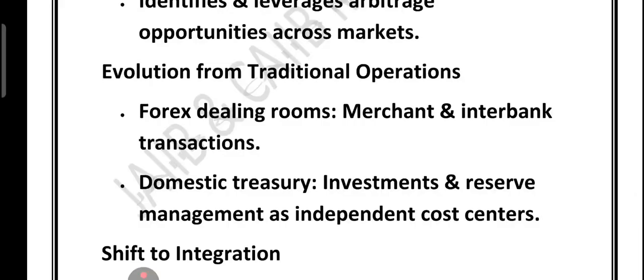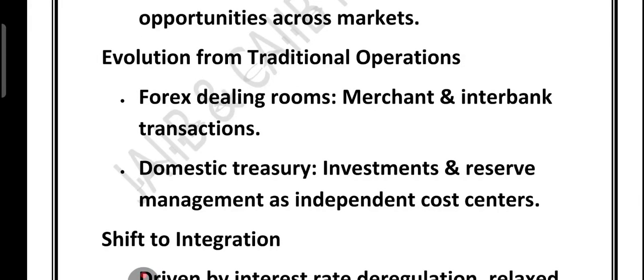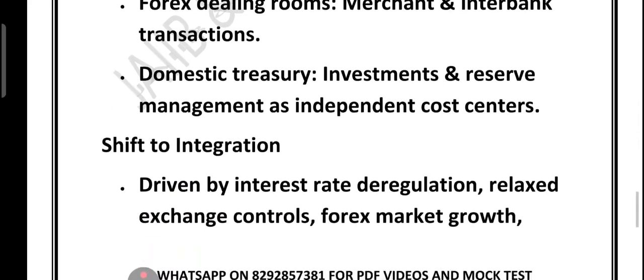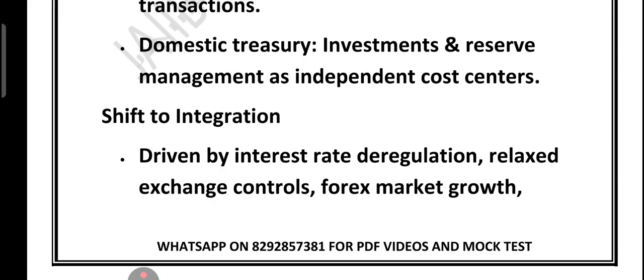Then we have evolution from the traditional operation. Forex dealing room handled merchant and interbank transaction, and domestic treasury managed investment and reserve as an independent cost center. Shift to integration. Earlier, they were working in a standalone manner, right? So there were three parts: money market operation, which was separate, then our forex operation, which was separate, and the third.